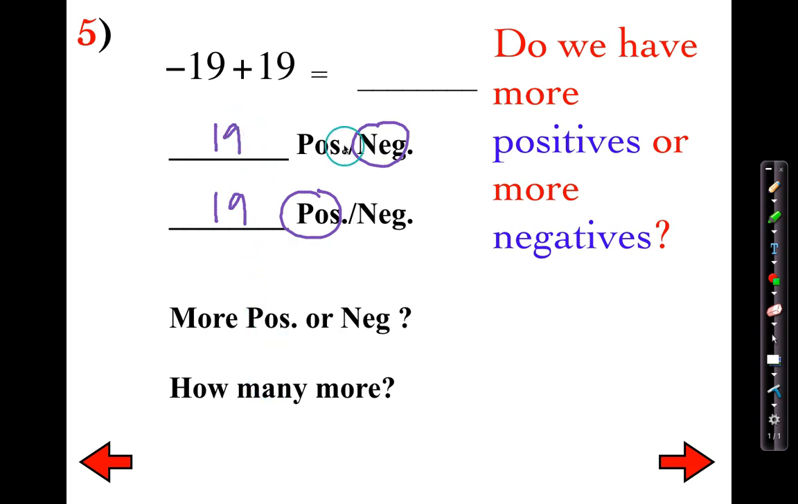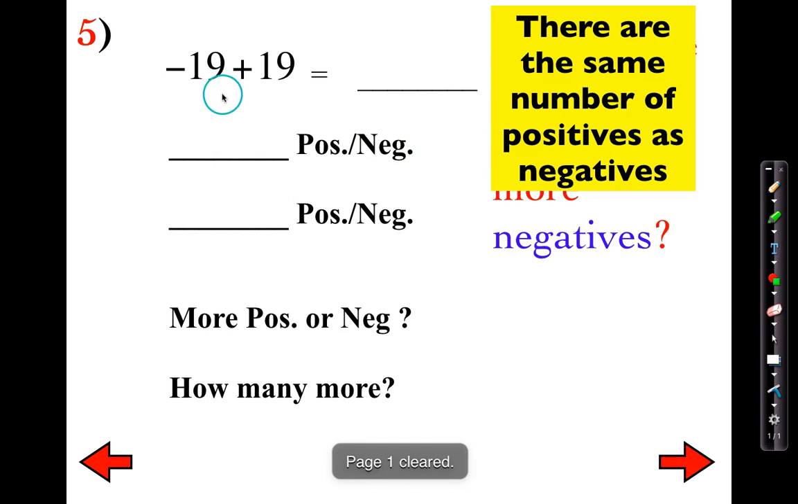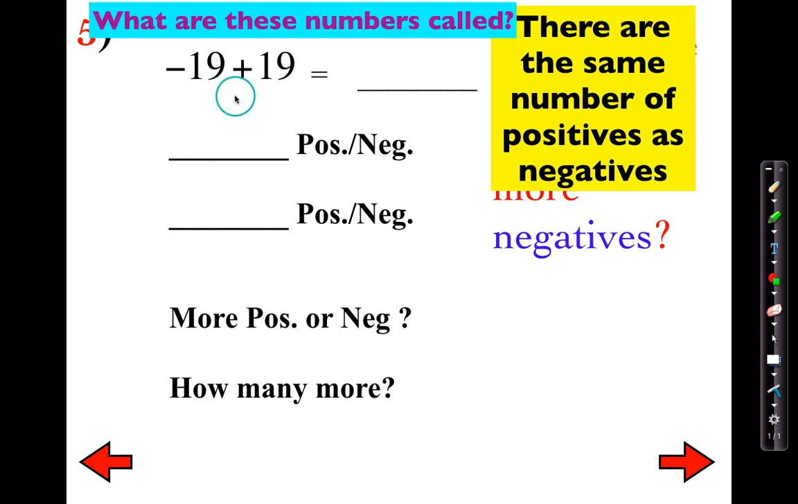But how many more negatives are there than positives? Well, they're exactly the same. So I would say 0. There isn't more of one than another. And again, in order to find how much more there is of one than another, you can simply find the difference, and you would find, hey, 19 minus 19 is 0. In fact, what I want you to realize is these are additive inverses. And what do we know about additive inverses? We know the sum of the two numbers is 0.